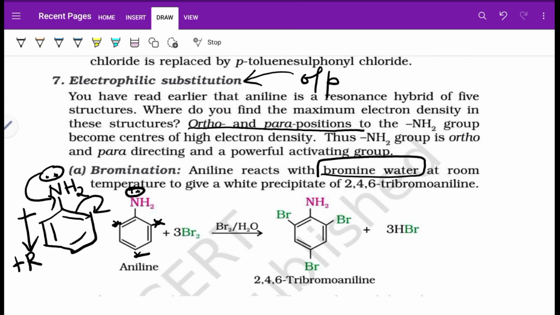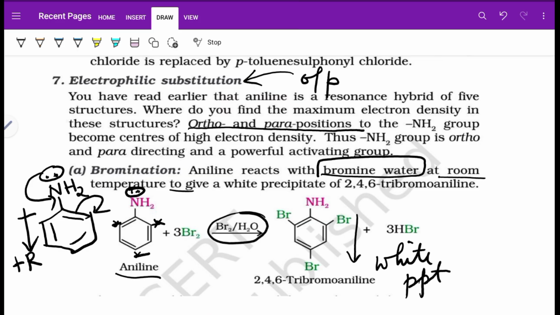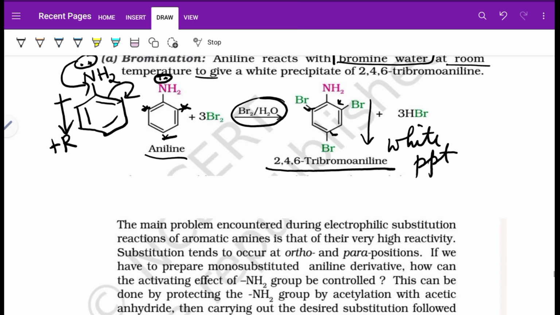and if I use a more polar medium like, say, bromine water, which is a very reactive reagent, even at room temperature, it gives a white precipitate. So a white precipitate is obtained by reacting aniline with bromine water, but keep in mind that the ortho and the para positions should be free and should not be substituted in order to obtain this product. It's a tri-substituted product. So it can be used as a distinguishing test for aniline, but not for any substituted aniline, especially in the ortho and the para positions.